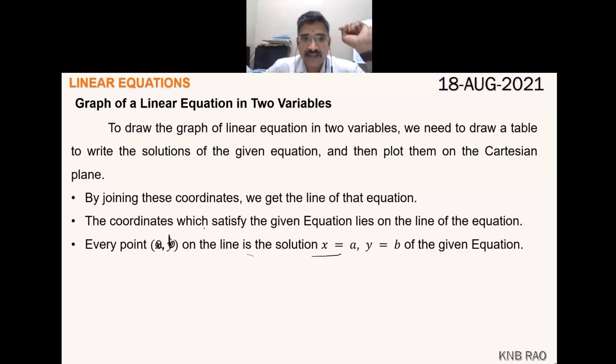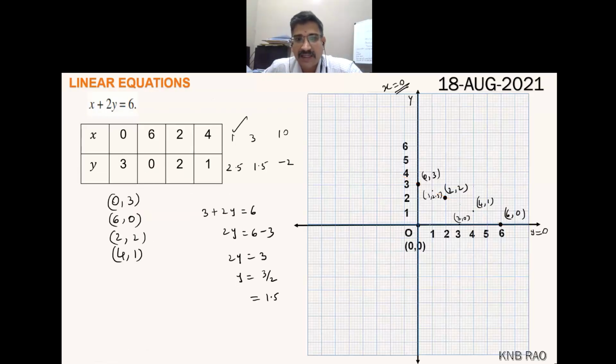So coordinates means a pair of numbers, one for x, one for y. The coordinates which satisfy the given equation lie on the equation. Just now you saw here, this 0,3 is coordinates. We call x coordinate, y coordinate; together they are called coordinates. So that 0,3 lies on this line because it satisfies the given equation. Have you understood, Shivam? Yes, sir.